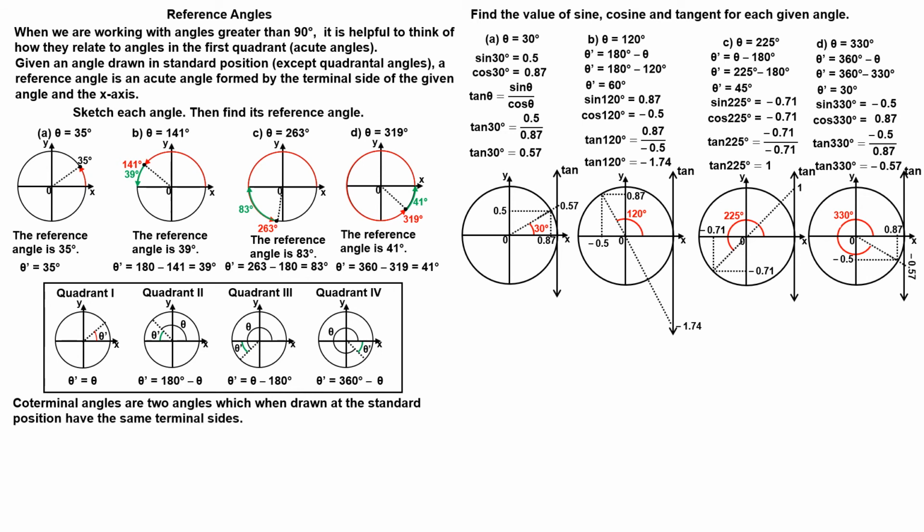Let's find an angle that is coterminal with the angle of measure 420 degrees in standard position. First, we draw the angle of measure 420 degrees in standard position. Now we can subtract 360 degrees from 420 degrees. So 420 degrees and 60 degrees are coterminal angles.